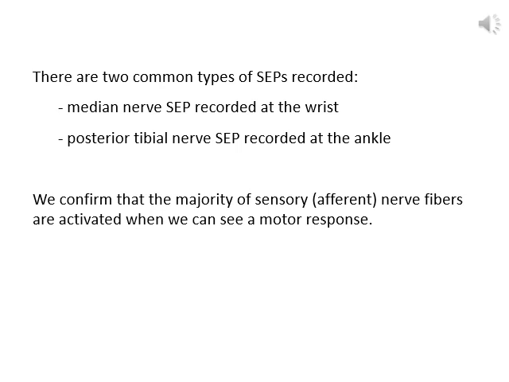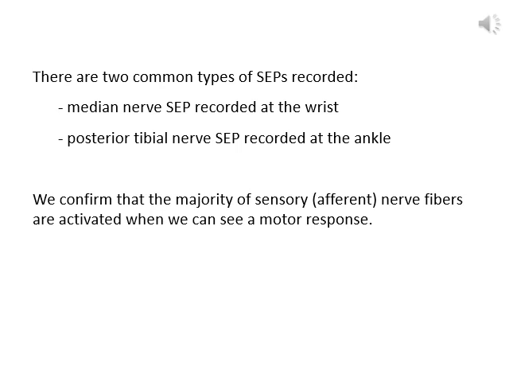Both the median nerve and posterior tibial nerves contain sensory and motor fibers, but we're testing the integrity of the sensory or afferent fibers. These sensory fibers carry specific input about touch, pressure, vibration, pain, temperature, etc.